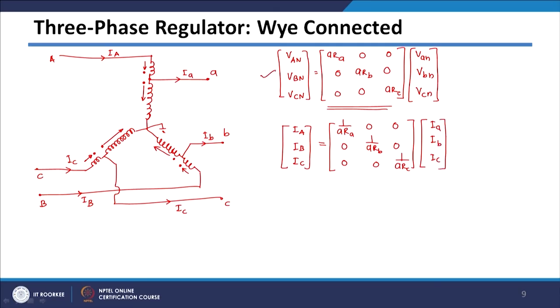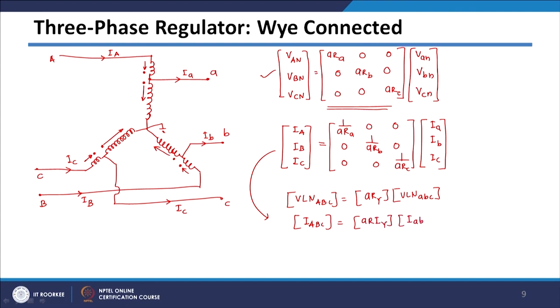Okay. So, this equation I will just write like this. It will be the V line to neutral voltages of all the 3 phases equal to this matrix, which I am calling the ARV matrix because it is a Y connected transformer, multiplied by the line to neutral voltages of the secondary side, small abc. And this I can write as I capital ABC. Again, this matrix I can give another name, AR current related, so I can write ARI multiplied by I abc.